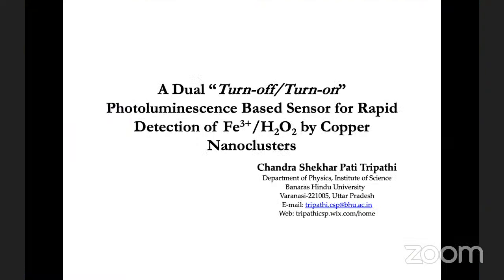Okay, so let me start by thanking the organizing committee for giving me an opportunity to present my work. In this work, I will mainly talk about a PL-based sensor for detection of ferric ions and S2O8 by copper nanoclusters.